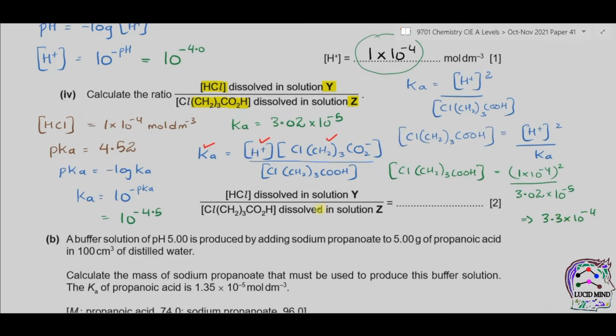Now we can divide both these values. First one is the concentration of HCl, which is 1 exponential minus 4. Second one is the concentration of this acid, which is 3.3 exponential minus 4. So now the concentration of HCl, 1 exponential minus 4, divided by the concentration of this acid, 3.3 exponential minus 4, comes equal to 0.302.